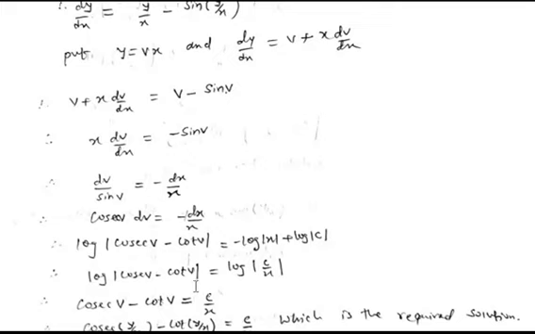So left hand side is as it is. Now log mod c minus log x. So applying the property of logarithm, that is log x minus log y, that is log x by y, it will become log c by x. So the overall result is cosec v minus cot v equals c by x. Now replacing v by y by x, it will become cosec y by x minus cot y by x equals c by x. So this is the required solution.